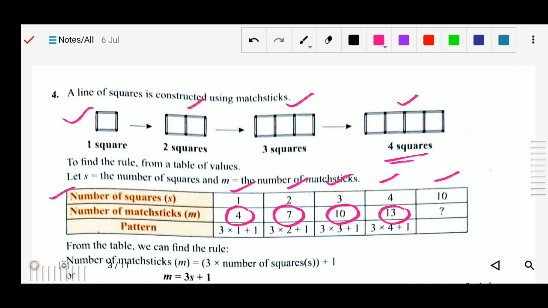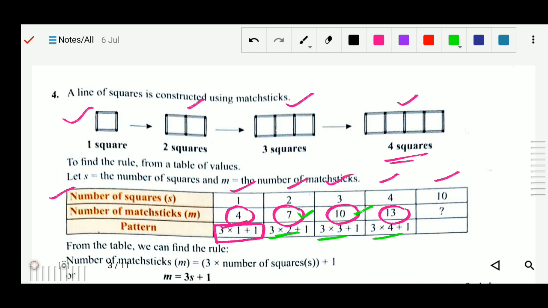So the pattern we are getting is 3 into 1 plus 1. If we multiply 1 by 3 and add one more, we get this number. Similarly, 3 into 2 we are doing. 3 will be the constant term, and 3 into 2 plus 1, so we are getting 7. If my rule is correct, every term will follow it. So here also we will check: 3 into 3 is 9, so 9 plus 1 is 10, so it is correct. 3 into 4 is 12 plus 1 is 13, so this is my rule.